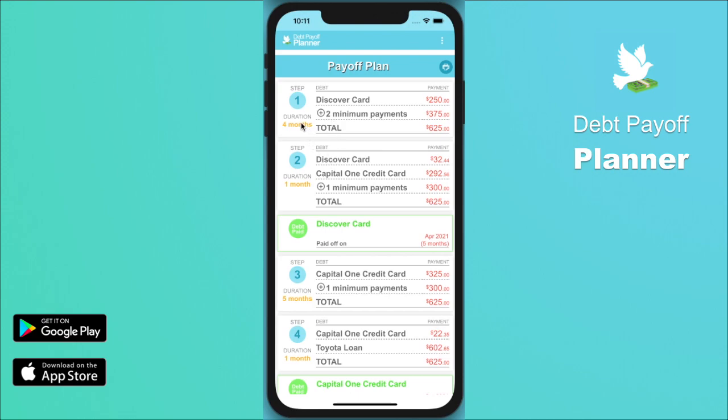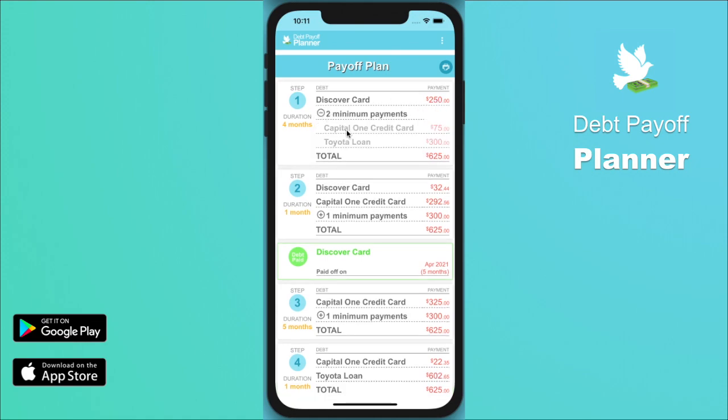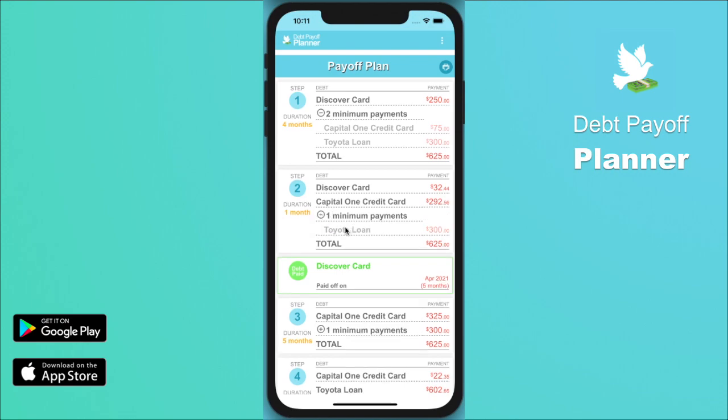So for the first 4 months, you're going to pay the extra payment, that extra $200 on the Discover card, in addition to the $50 minimum payment that the Discover card already had. And then you're going to make minimum payments on the Capital One card and the Toyota loan. And then in the 5th month, you'll pay off the Discover card, so that'll be April, and then roll over the additional payments that you were going to pay onto the next lowest balance, again, because it's a debt snowball, which is the Capital One credit card. So $292.56 applied there, and still make the minimum payment on the Toyota loan.